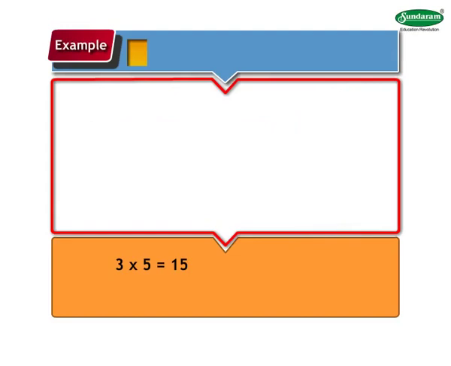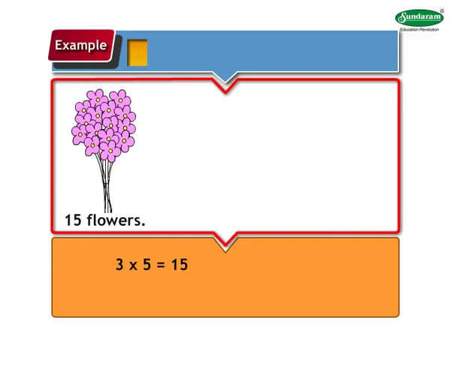Now, we do the same process in the reverse order. Look at this picture. Here we have a bunch of 15 flowers. Say, we have to make a bunch of 3 flowers each. Now, let's see how many bunches can be made of 3 flowers each from 15 flowers.